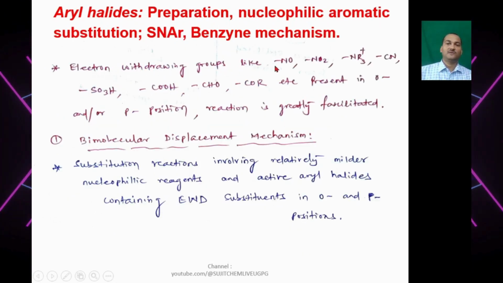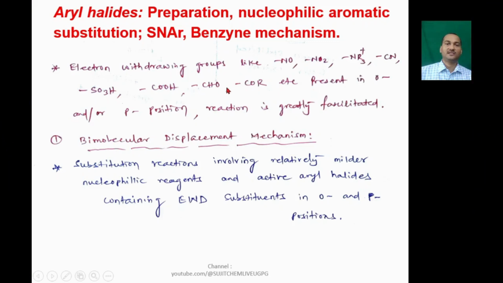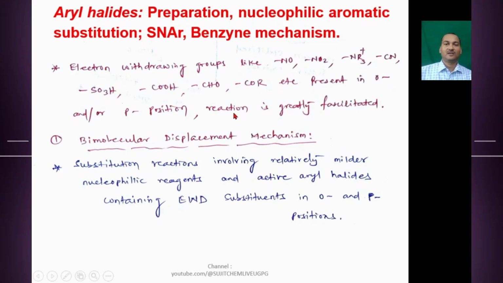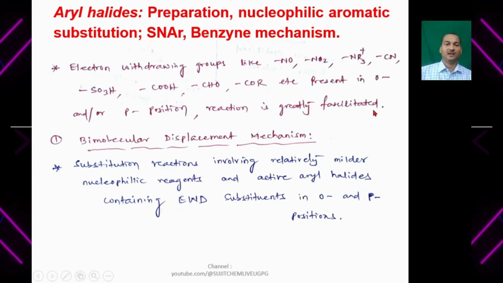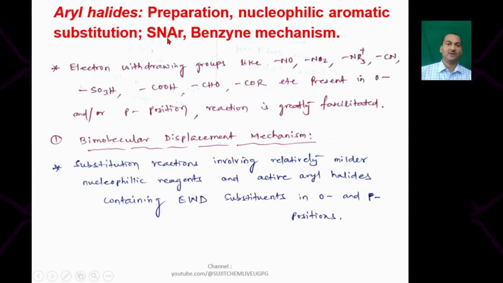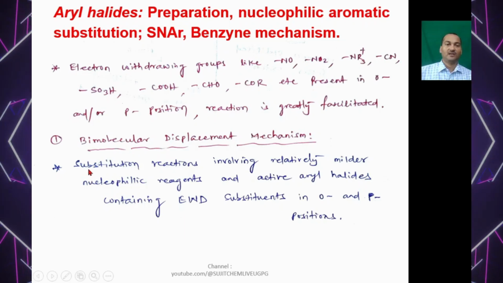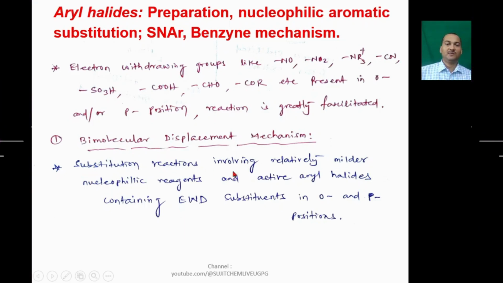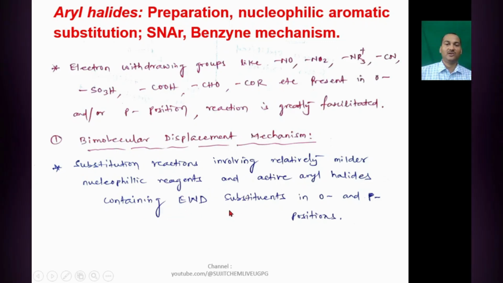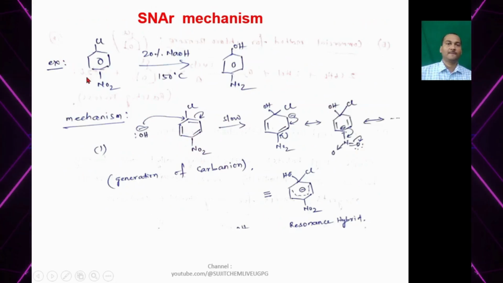So electron withdrawing groups like NO, NO2, NR3+, CN, SO3H, CHO, COR present in ortho or para position, and the reaction is greatly facilitated. So here we can have this SNAr mechanism, nucleophilic aromatic substitution, or we can call it bimolecular displacement mechanism. So substitution reactions involving relatively milder nucleophilic agents and active aryl halides containing electron withdrawing groups in ortho and para position. So here is the example.